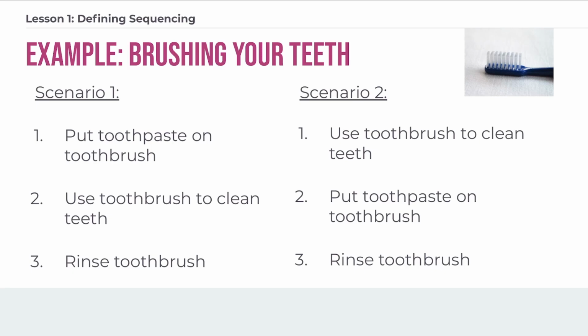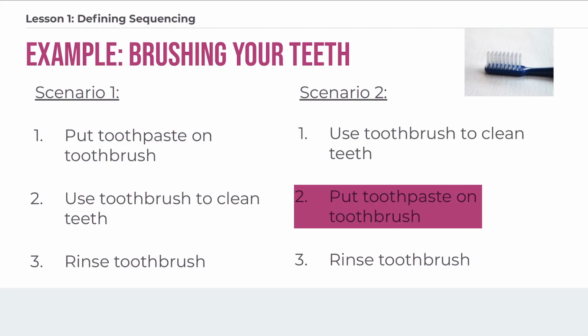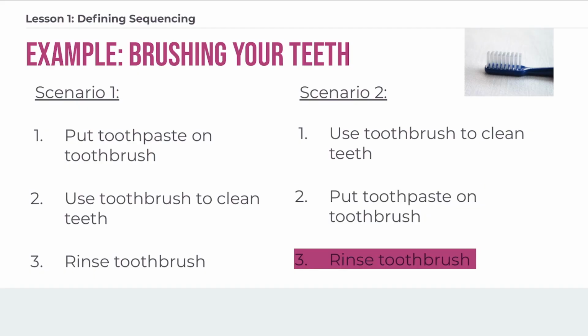Now, let's take a look at scenario 2 and see how this is different. See how sequencing is not used effectively in this scenario. So here we have step number 1, and step number 1 says use toothbrush to clean teeth. But we never actually put toothpaste on the toothbrush. We don't do that until step 2. And then after step 2, we don't repeat the instruction to use that toothpaste on the toothbrush to clean our teeth. We simply rinse. And so we end up with a giant glob of toothpaste in the sink and not really clean teeth, which wasn't our objective. So you can see that these are the same 3 instructions, but in this case, the sequence that we call for in our algorithm is extremely important.